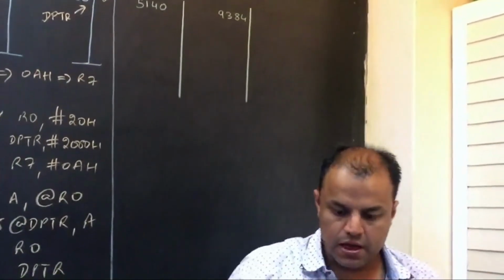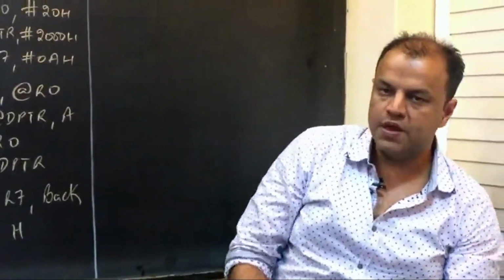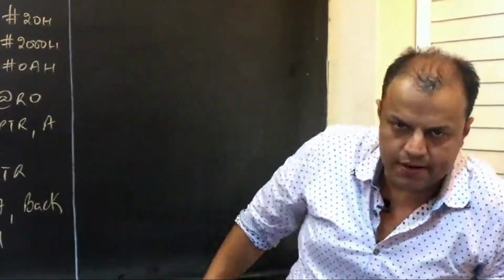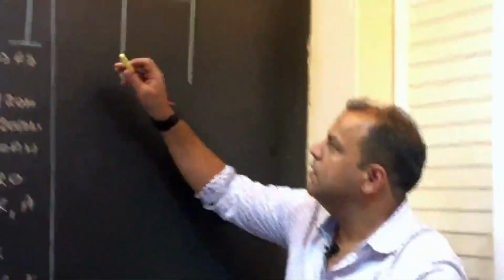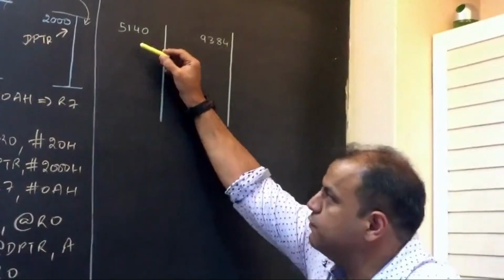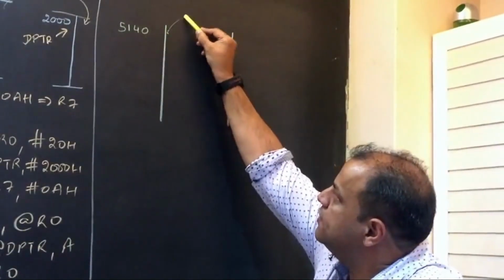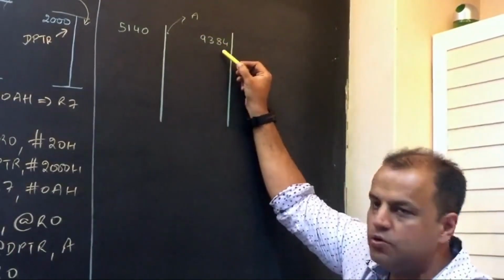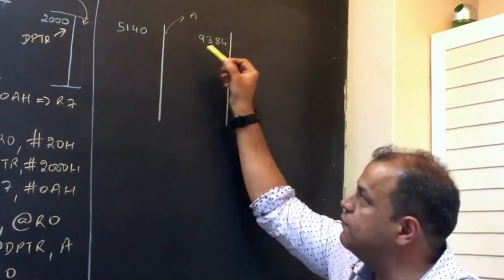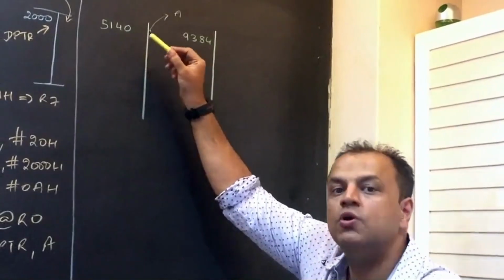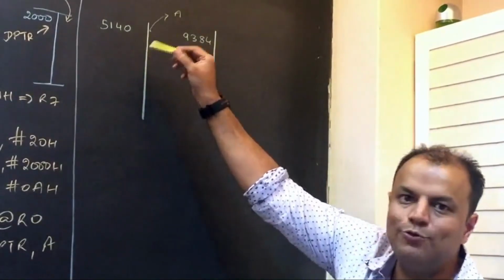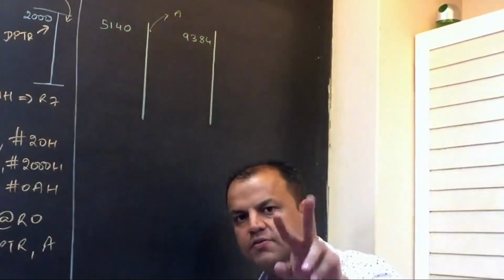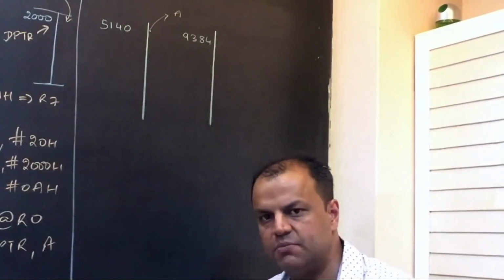Now what will happen? If you use DPTR for the source, you will initialize DPTR with 5140. Using that as the pointer, you will take the data in A, correct? Now you want to initialize DPTR with 9384. Then what happens? You will lose this value. So store this value into some registers. You will need 2 registers because it's a 16-bit value.